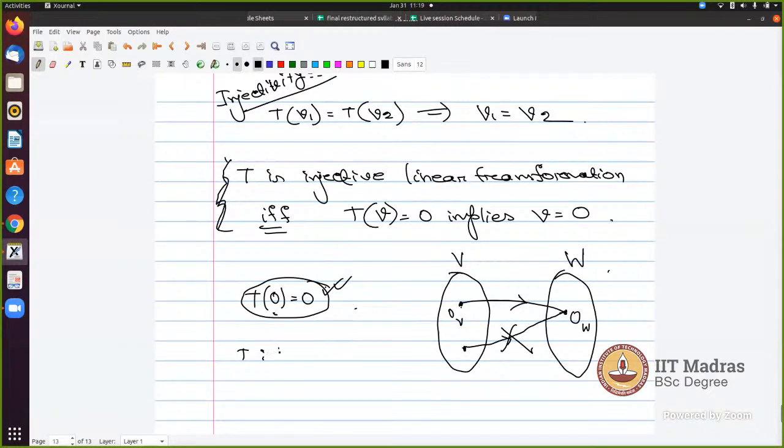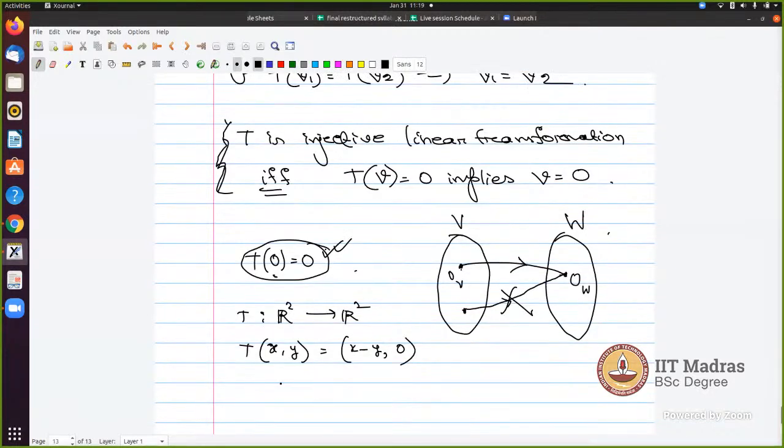So first of all, let me give you one example where another element can also go to 0 if it is not injective. Suppose T of (x, y) is going to x minus y. Let me write this. So this is a linear transformation, right? Yes, sir. T of (0, 0) is going to 0, correct? Yes, sir. Can you give me any other vector which is going to 0?